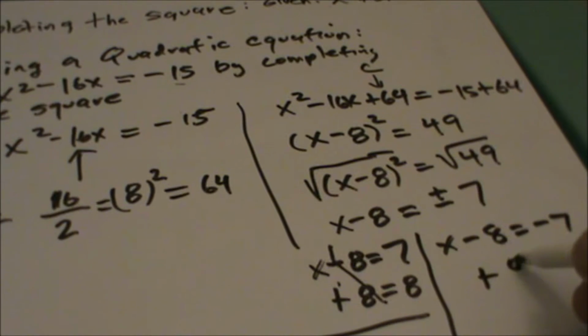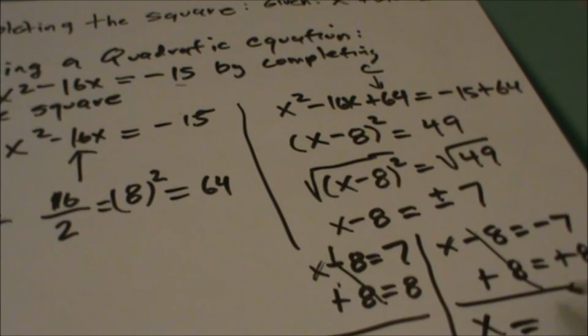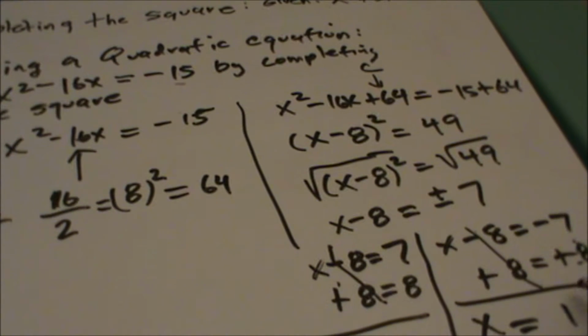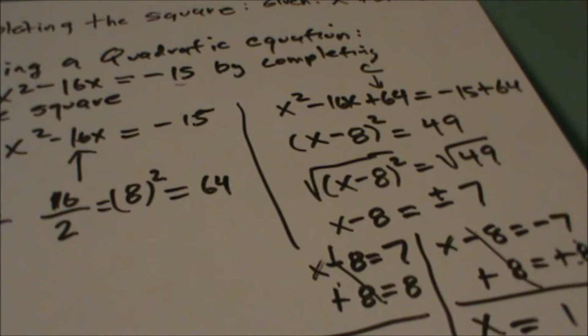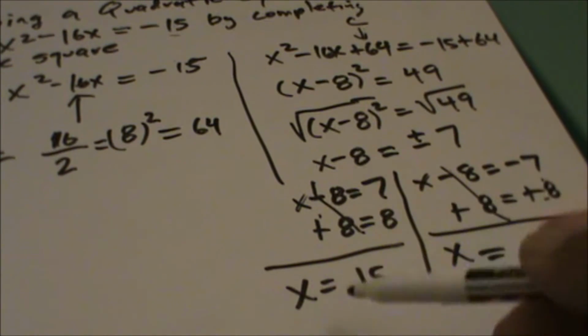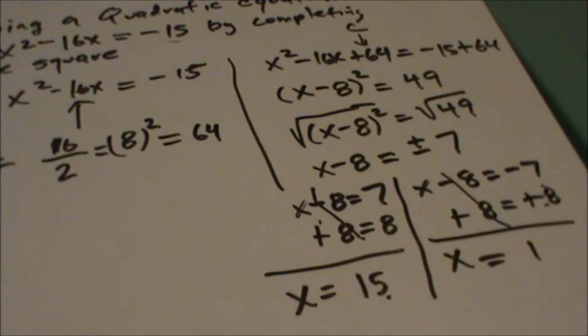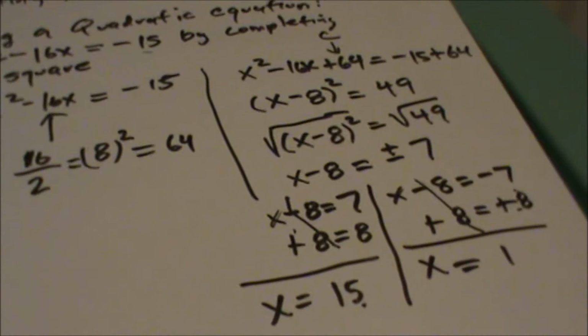We add 8 again on both sides of this side. This would be a positive 8, and we have x. This cancels. We have x giving us a positive 1, since there are more positives than negatives, so the difference will be positive. So your real solutions are x equals 15 and x equals positive 1.